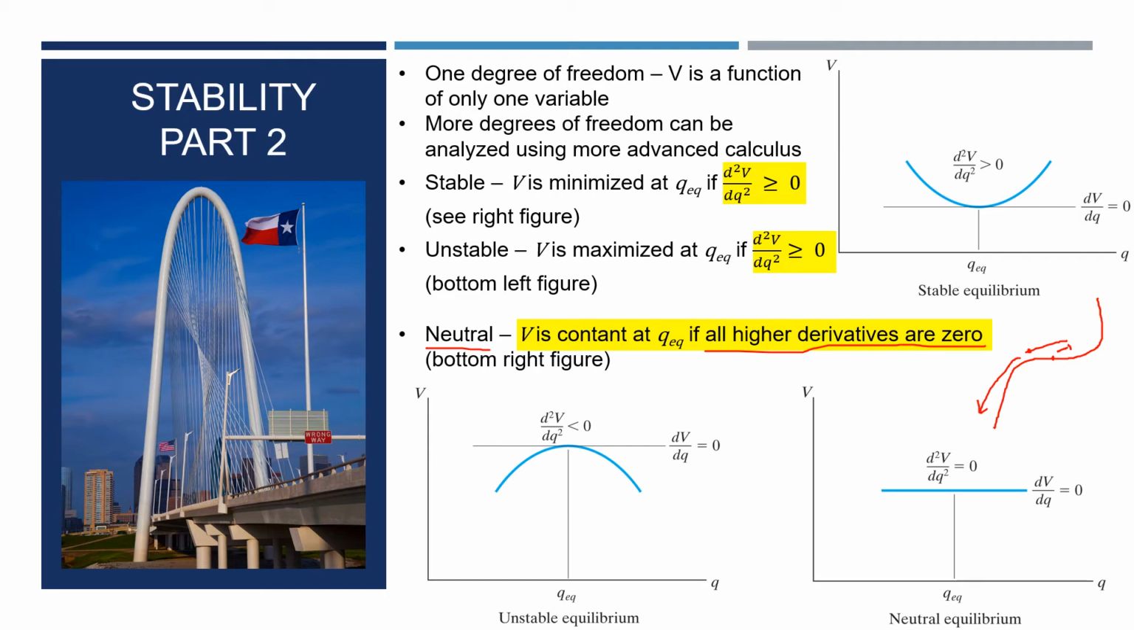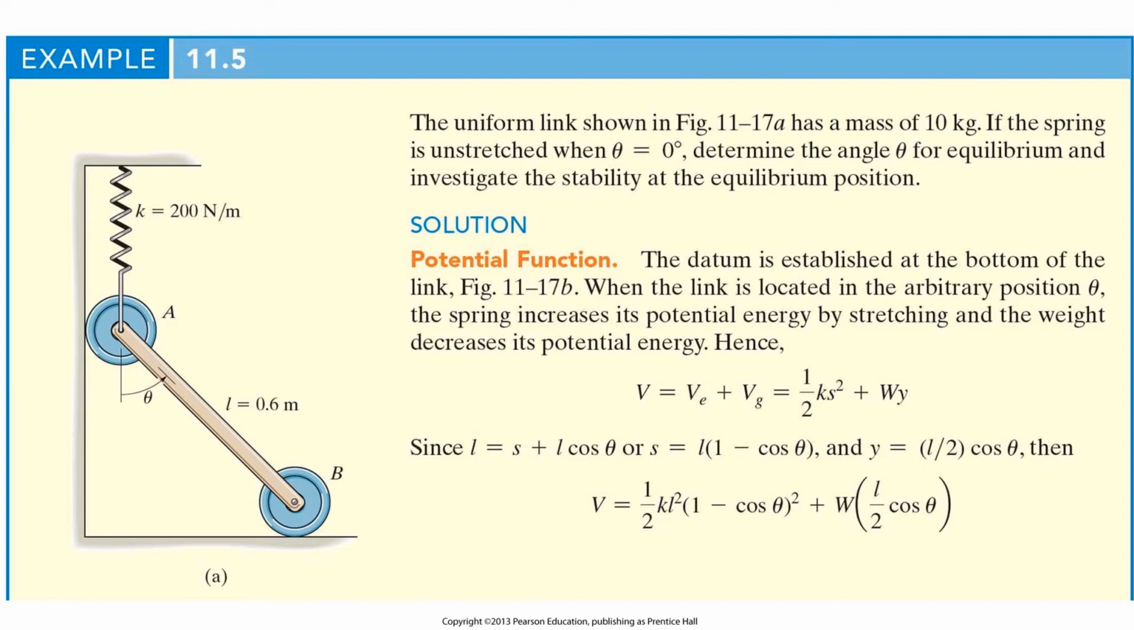Okay, next slide. So let's take a look at this problem here. The spring is unstretched when theta equals 0. Mass is 10 kilograms, so 10 kilograms at the center of mass. That means the potential energy is 1/2 k s squared, so that's the stretching of the spring squared, plus Wy. Now they're following my convention that Wy is the gravitational potential energy.